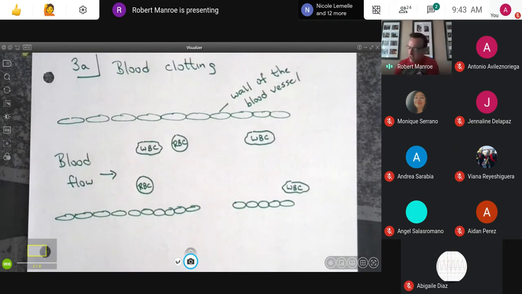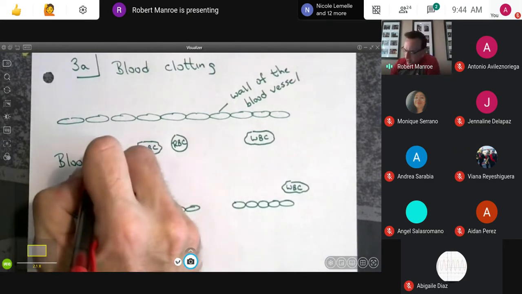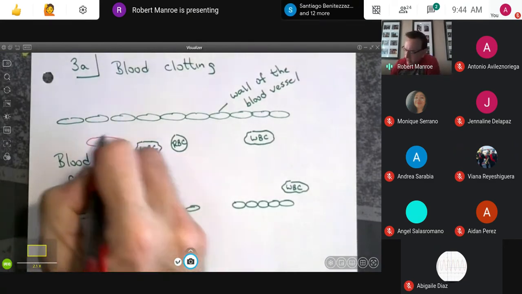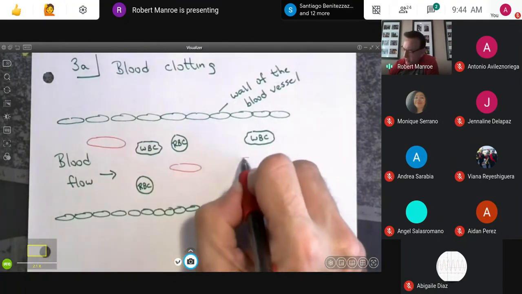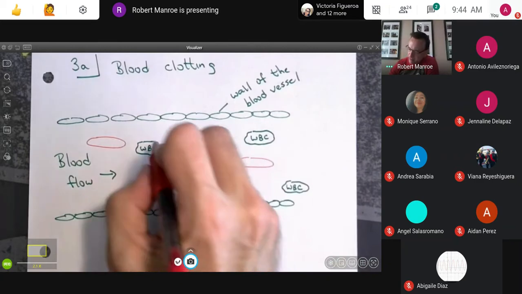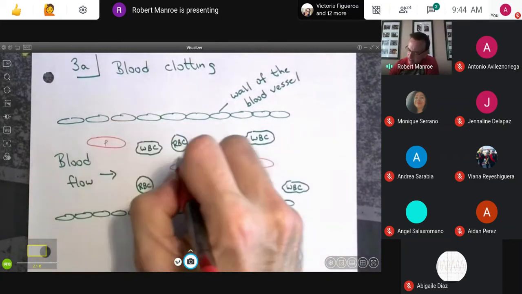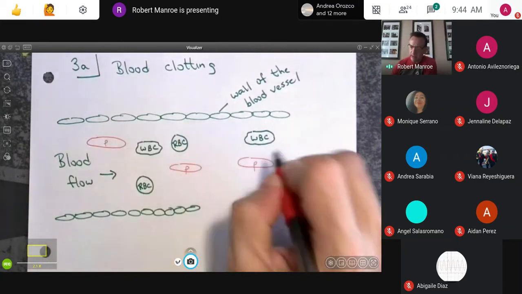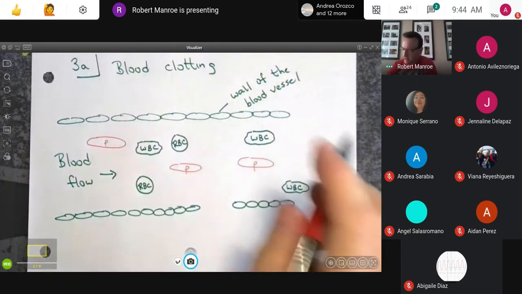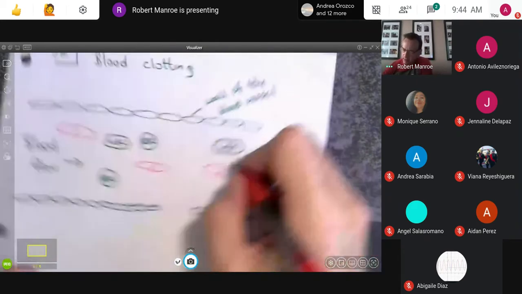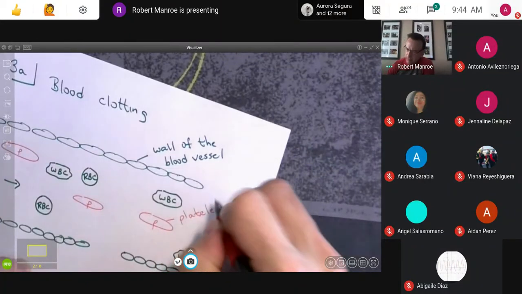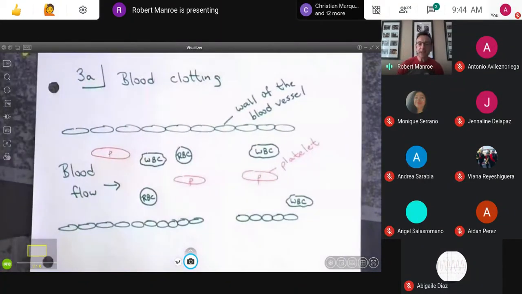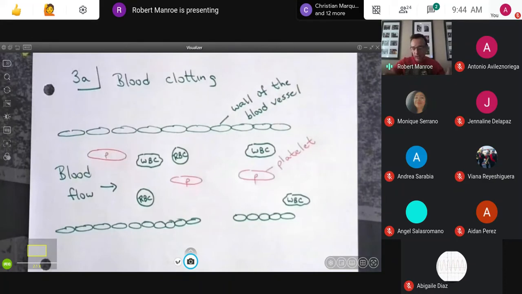You then have another type of blood cell that's long and thin, and it looks like a dinner plate. Thus, we call them platelets. These are platelets. Okay, and I should label it platelet. It's a platelet because it's flat, round, looks like a dinner plate.